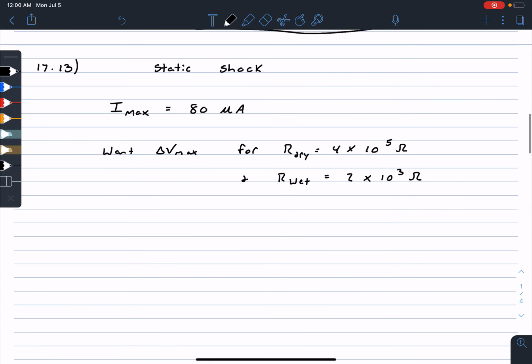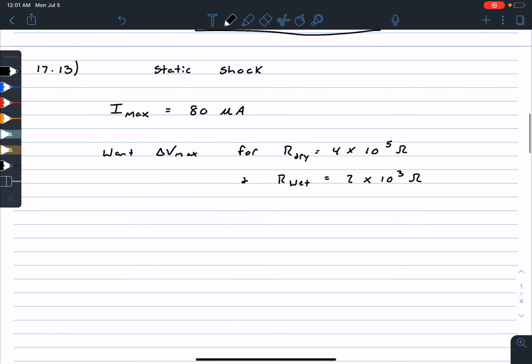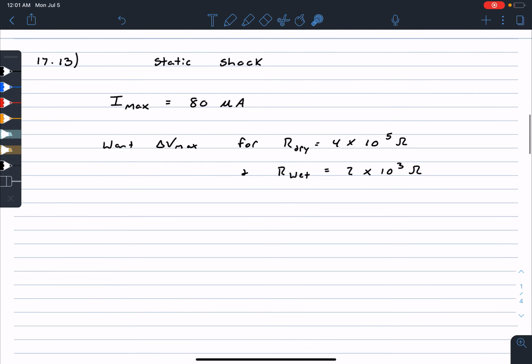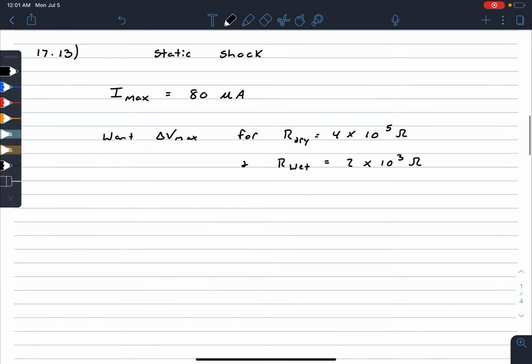We're given a scenario where a person touches a piece of metal and there's a static shock. And that happens when we exceed a certain current. So we're given 80 microamps. If we exceed this, then we are going to get a shock. So we want to know what is the electric potential difference for two different scenarios. For the resistance of a finger that is dry, we're given this resistance in ohms, and for a finger that is wet, we're given this resistance.